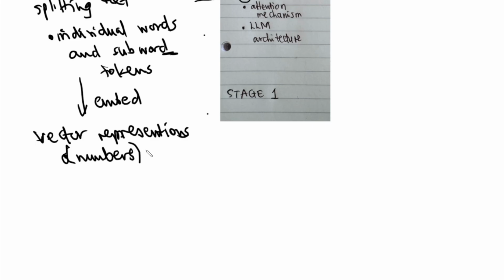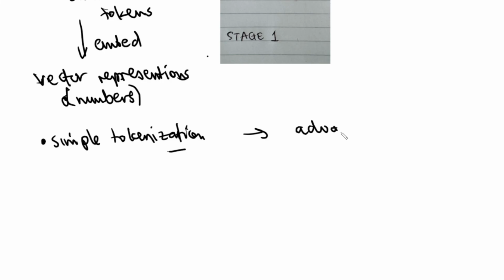We will discuss advanced tokenization schemes as well. We'll start with a very simple tokenization scheme, just to get a handle of how tokenization works. And then we'll go to advanced schemes like byte pair. There's one called the byte pair tokenization scheme that is used in many popular LLMs like GPT. These GPT models use byte pair tokenization.